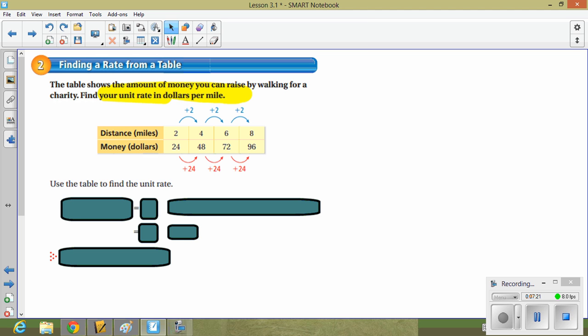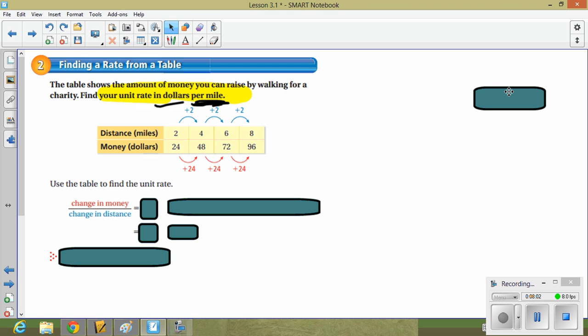So if I take a look at this table, I walked 2 miles, I earned $24. So that doubles. I went 4 miles, so I earned $48. That doubles, or 2 more miles, and that goes up another $24. So the pattern, I need to make sure I look for the pattern. Every time I increase my miles by 2, I increase by $24. So what we want to do is find the unit rate in dollars per mile.